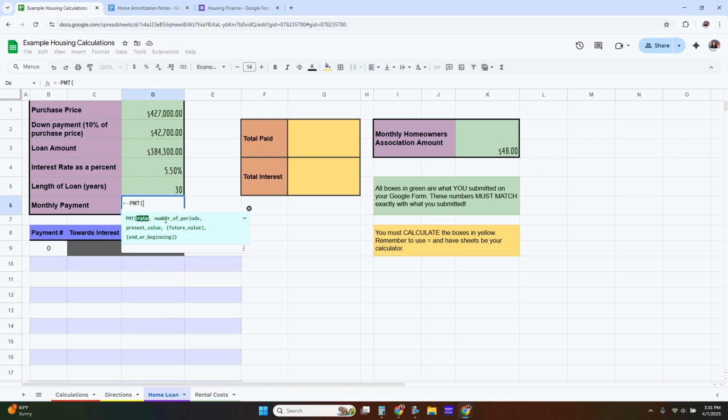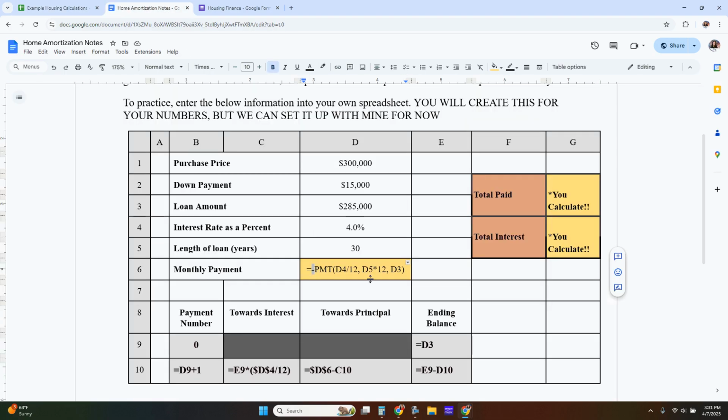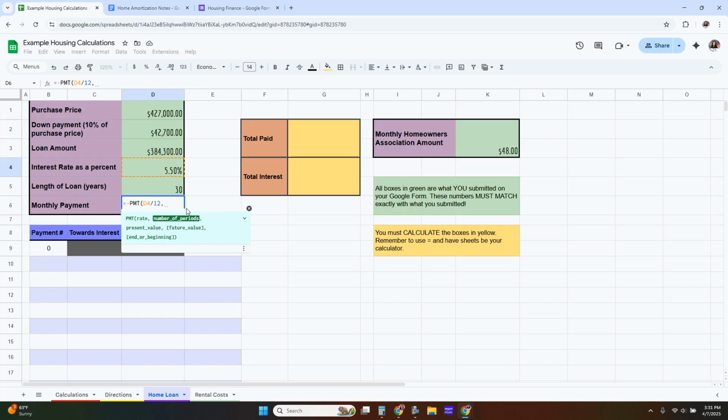And so we are calculating the payment. The rate is going to be D4 divided by 12. Remember that your interest rate is an annual interest rate. I need to get it to a monthly amount, so I'm going to divide it by 12. I'm then going to get the number of periods, which is the number of years times 12. So D5, my 30 years, times 12 to give me my number of payments, which should be 360.